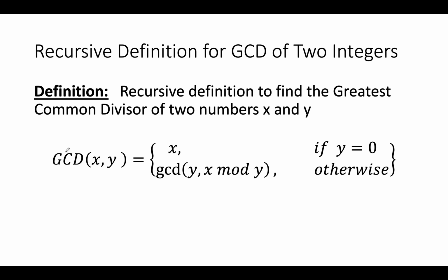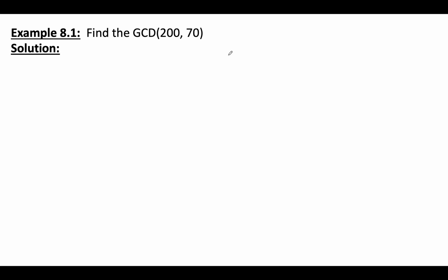It says that GCD of x and y is equal to x if y is 0. Otherwise, we find GCD of y and x mod y. I know that you know what we mean by mod, where we can substitute it with the remainder here. Okay, let's see this example and I'm sure you will get it.